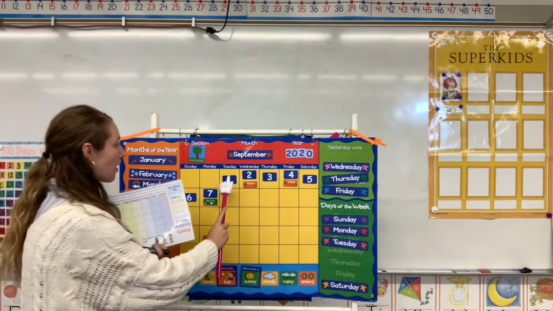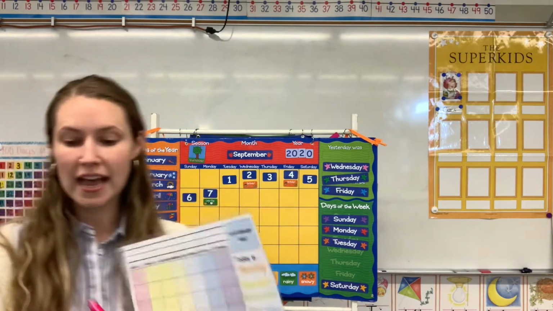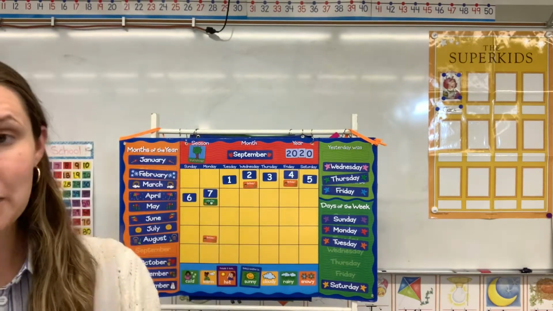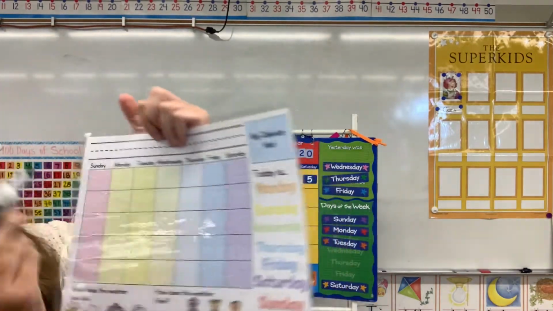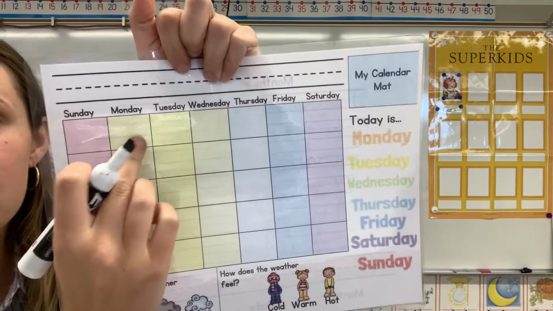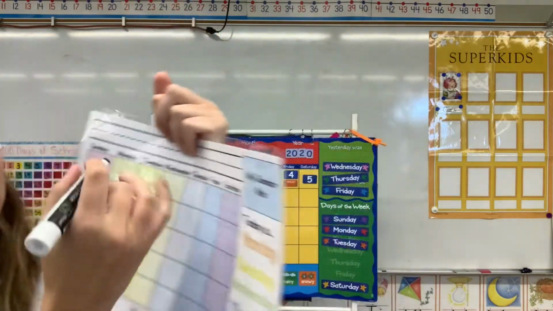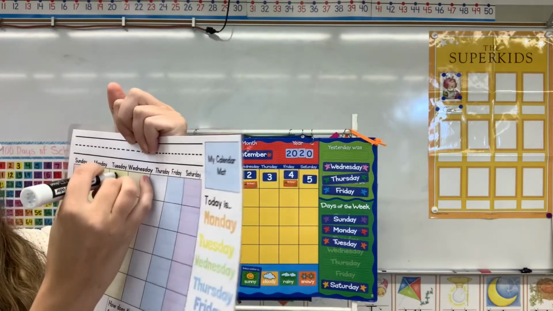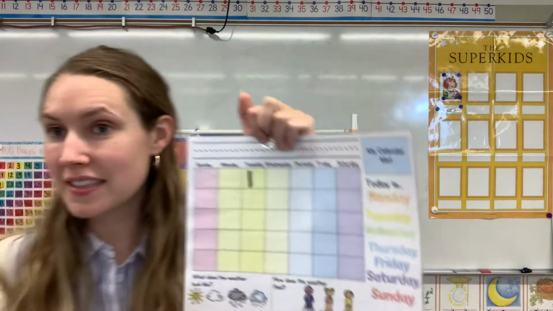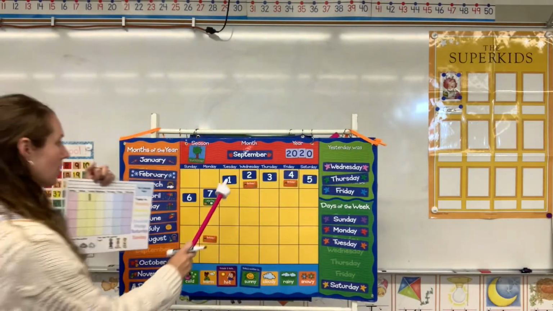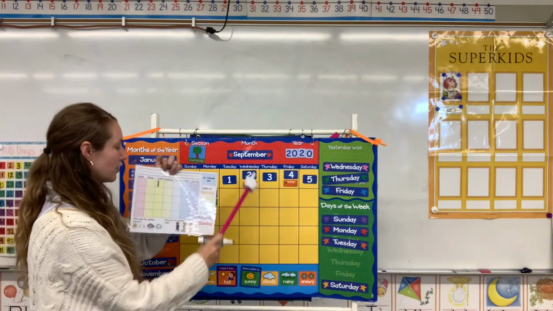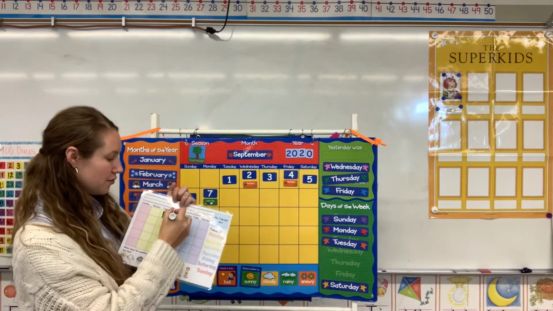The first of our month was on a Tuesday. So that means that we are going to start by writing a 1 under the first Tuesday that we see. Tuesday begins with a T. 1. And then we'll write the rest of the numbers as we go. 1, 2. So now you can write a 2 next to it.